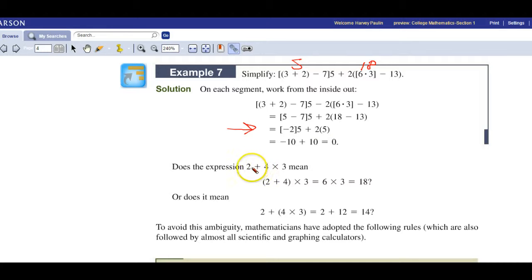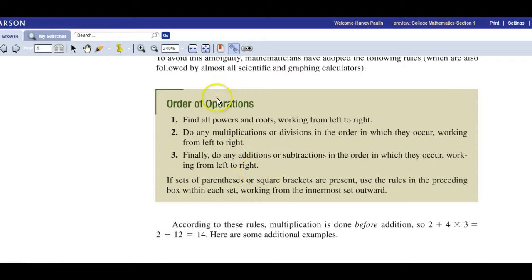So for something like this, where there's a plus and a times, we do the times first. And they're just checking you out here. You don't do the addition first. You would do the times first. So often they do put, for clarification, parentheses in there. Okay. And in your book they give you a little summary.